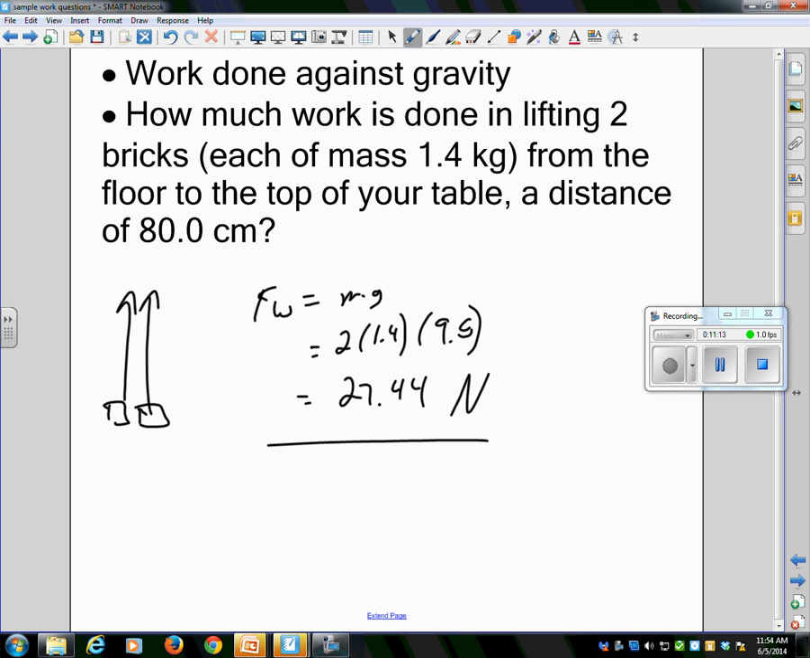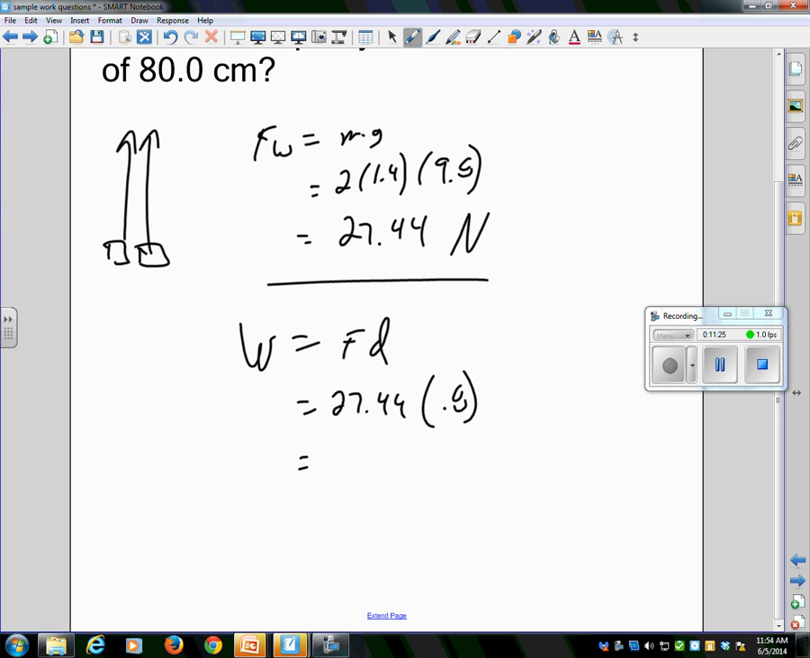The work done now is FD. 27.44, the distance is 0.8. 21.95, and that's measured in joules of work.